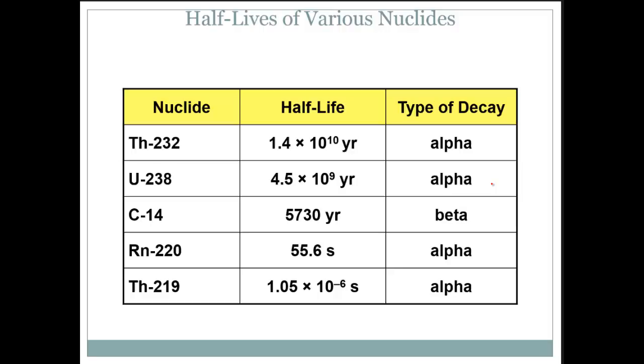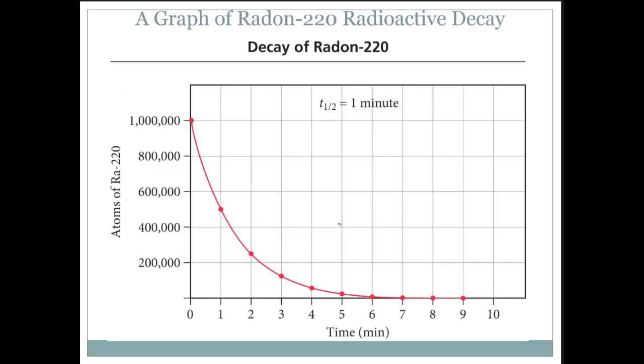For instance, the half-life of carbon-14 is 5,730 years. Uranium-238, which is what we use for nuclear reactors to do nuclear energy, is 4.5 times 10 to the 9th years. Radon, 55.6 seconds, is analyzed in this curve here. Notice that they rounded it up to 1 minute.